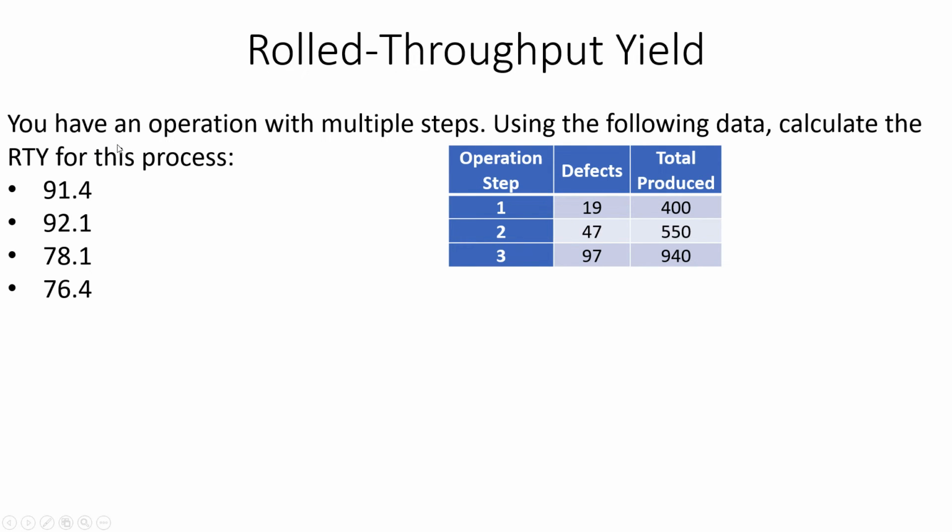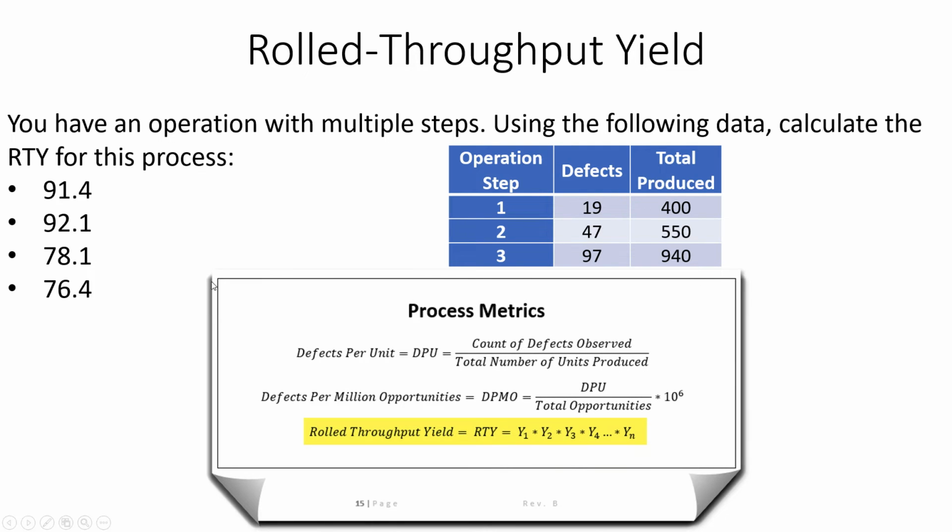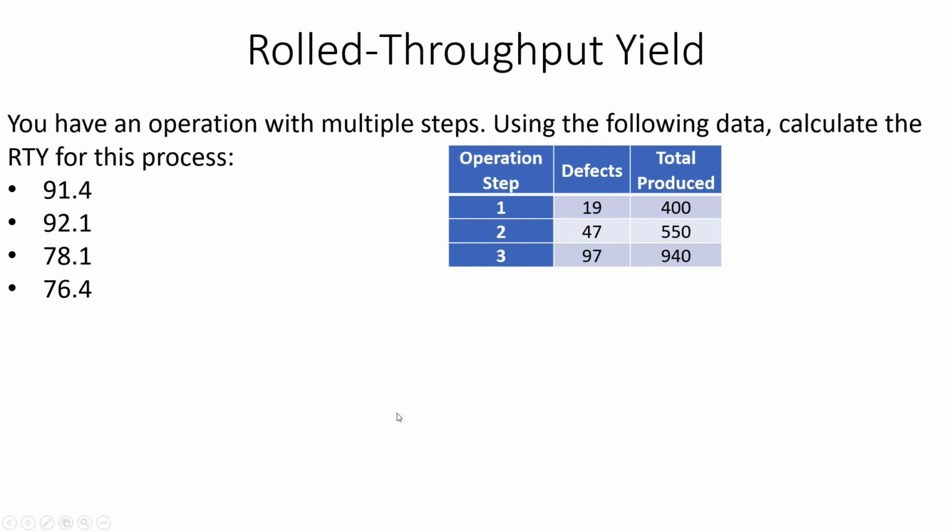By the way, this is a question that comes up on the Greenbelt exam. You have an operation with multiple steps, 1, 2, and 3. Using the following data, calculate the rolled throughput yield for this process. Now, again, if you use the exam day cheat sheet, you can go to page 15 and you can find all of the process metrics, defects per unit, defects per million opportunities, along with rolled throughput yield, which is the one we're going to use now to solve this particular problem.